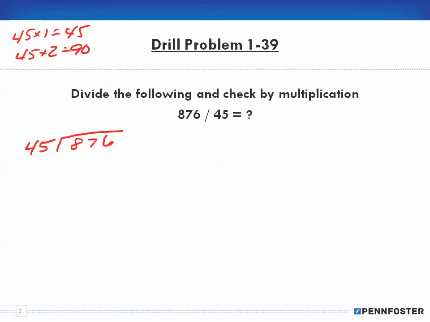Again, this is a trial and error process. Okay. Well, I know 90 is greater than 87, so I can't use 2, I have to use 1. Okay. So 1 times 45 is 45. Subtract. 5 from 7 is 2. 4 from 8 is 4.